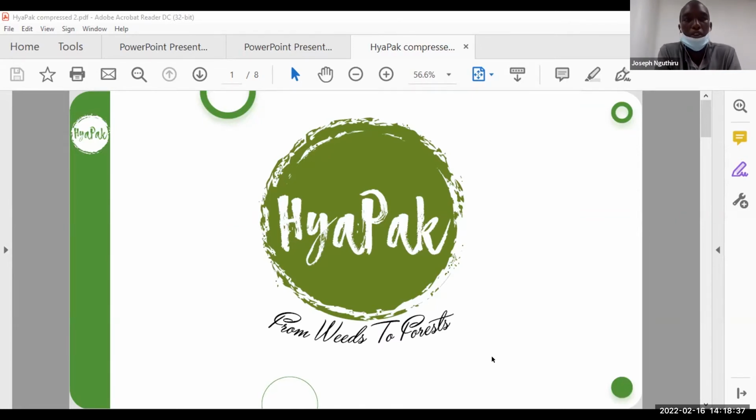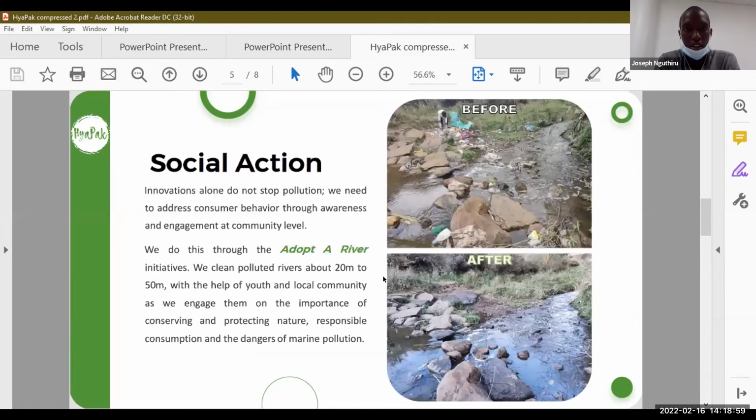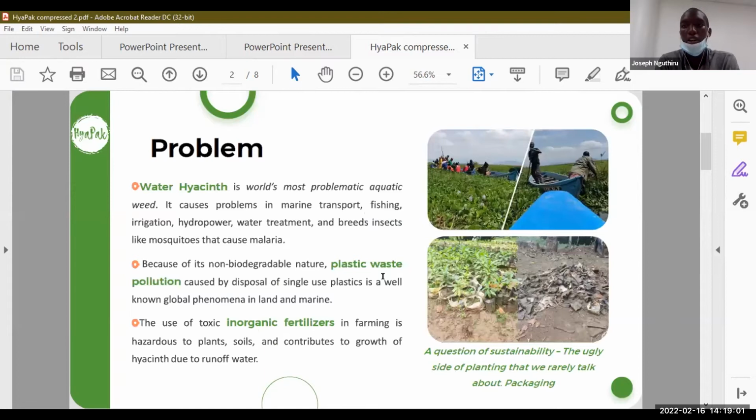So our small innovation is somewhere in the middle of being a campus project and a startup, somewhere in that gray area. We are calling it Hyapack, and what we're doing is that we are converting weeds to forests, as you're going to see. So we look at the problem.